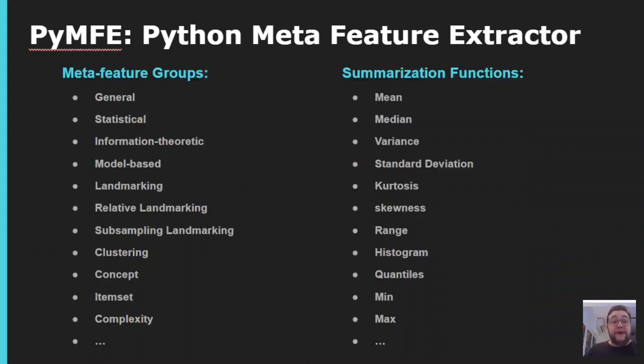Okay, the PyMFE tool has a comprehensive set of meta-feature groups and summarization functions. For example, we have meta-features from the most known groups like statistical, model-based, and landmarking, and also cutting-edge ones such as cluster-based, itemset, and complexity measures. We also have many summarization functions like min, median, histogram, and quantiles, which can also deal with NaN values.